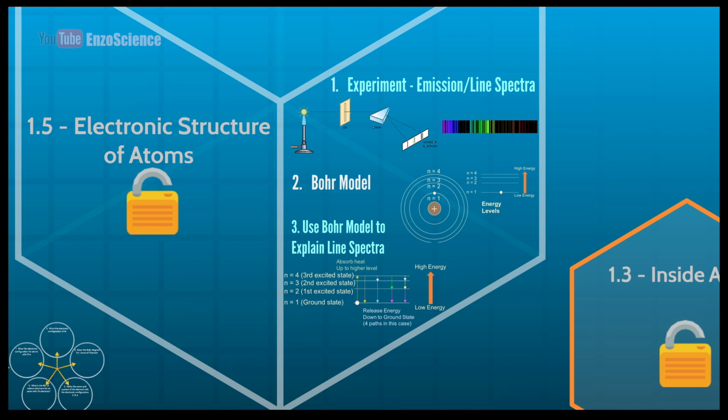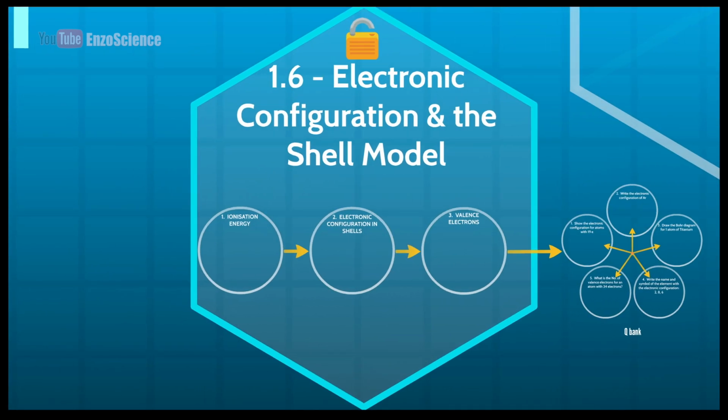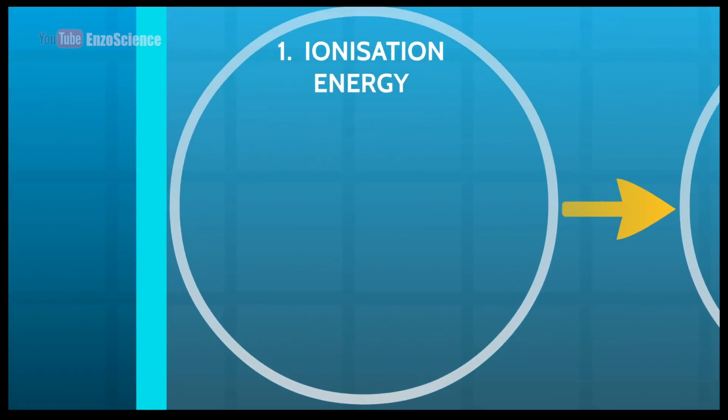Now let's move on to today's topic. Section 1.6, Electronic Configuration and Shell Model. In this section, we will cover 3 points: ionization energy, electronic configuration in shells, and valence electrons. The first is ionization energy. It is the required energy to remove electrons from an atom.